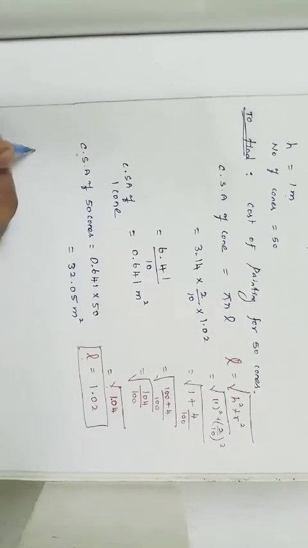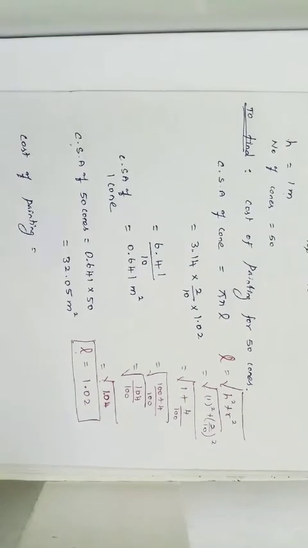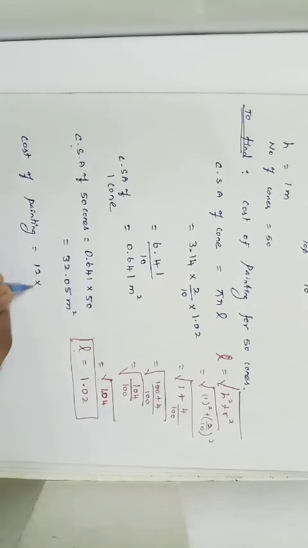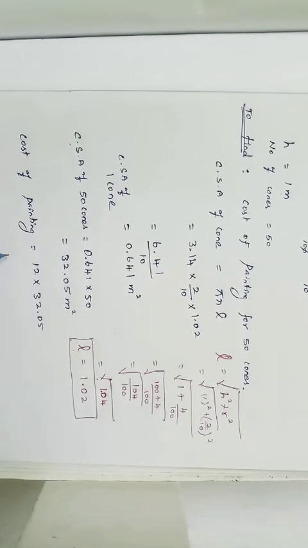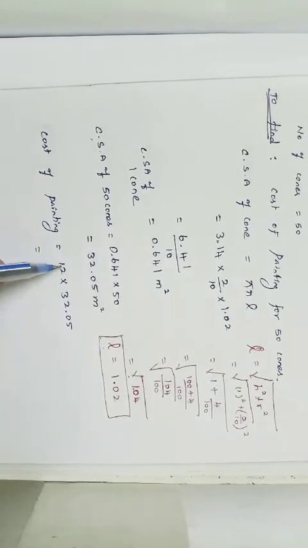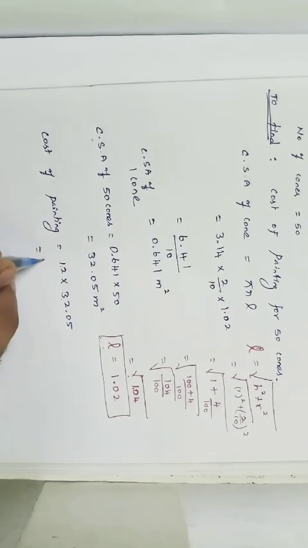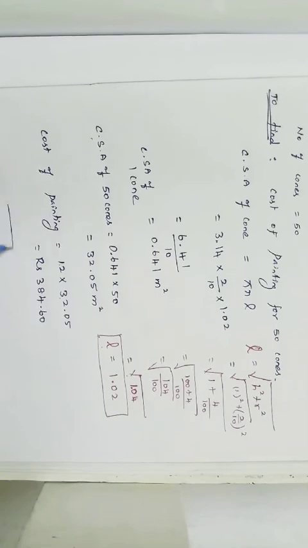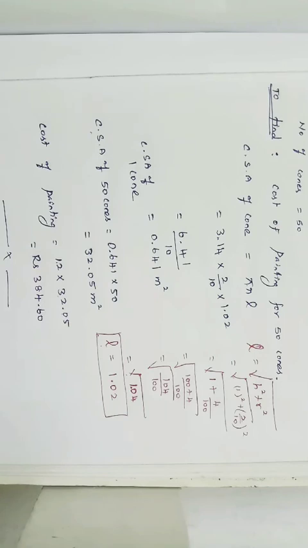Cost of painting is equal to: for 1 meter square, how much are they charging? Rupees 12, so rupees 12 into the area. What is the area? Area of 50 cones, 32.05. We are multiplying these two. So cost of painting is equal to 12 rupees into CSA of 50 cones, that is 32.05. Multiplying, we get 384 rupees 60 paise. Therefore, the cost of painting the 50 cones is 384 rupees 60 paise.